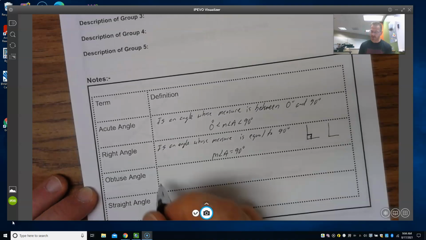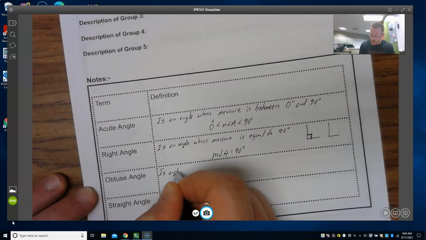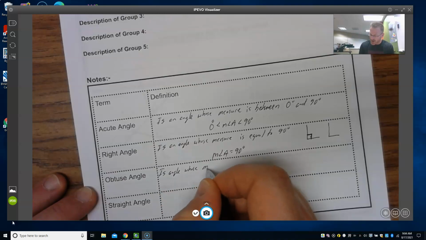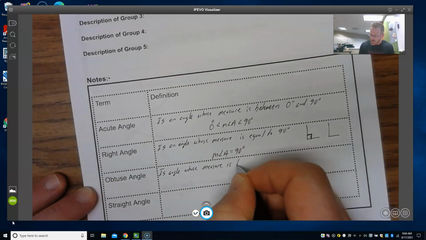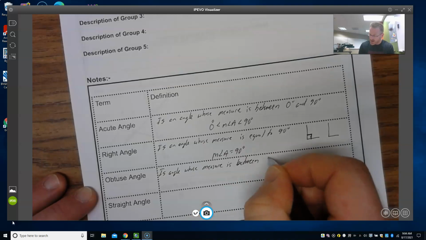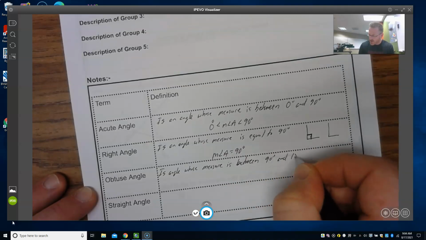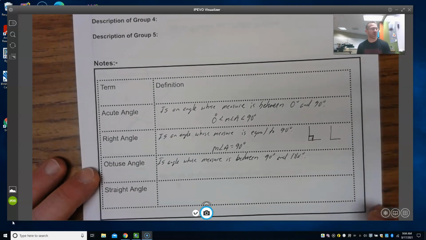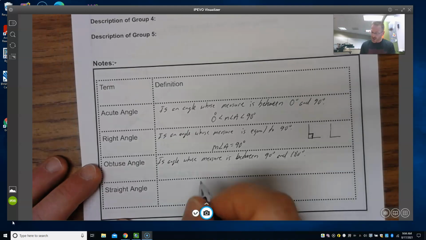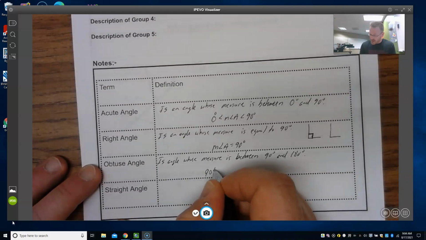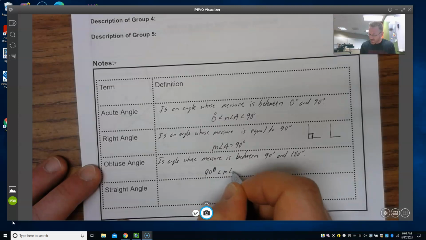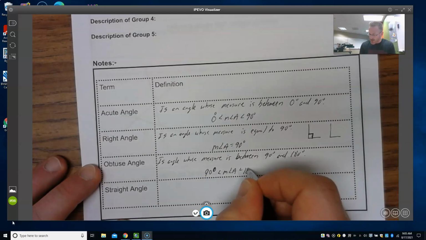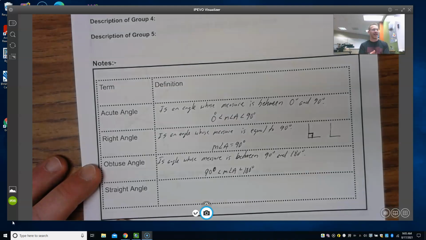Now an obtuse angle is an angle whose measure is between 90 degrees and 180 degrees. Put my periods on there, try to have good punctuation. And once again, if I write this as an inequality, 90 degrees is less than the measure of our angle, which is less than 180 degrees. So it's not equal to 90 and it's not equal to 180, but somewhere in between. So 90.58 would be an obtuse angle.